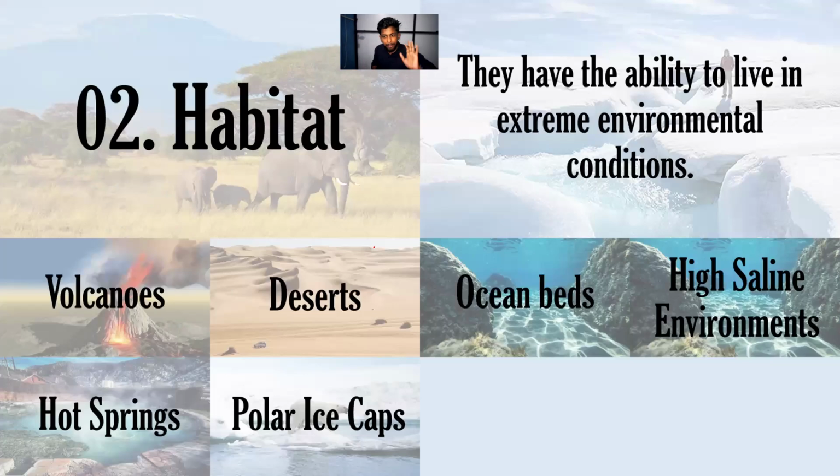Now habitat. Just listen here. Domain archaea is extreme. Extreme means volcanoes, deserts, hot springs, polar ice caps. They survive in extreme conditions. These kinds of environments are called extreme. So these archaea survive in extreme conditions.